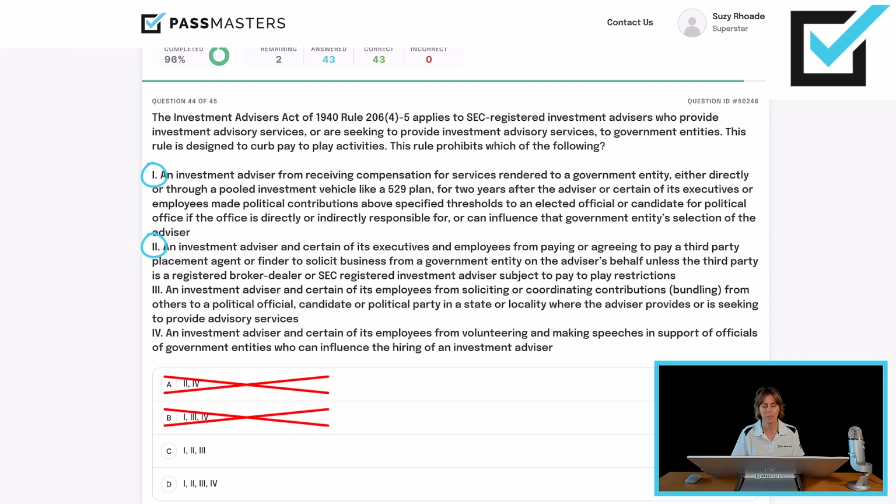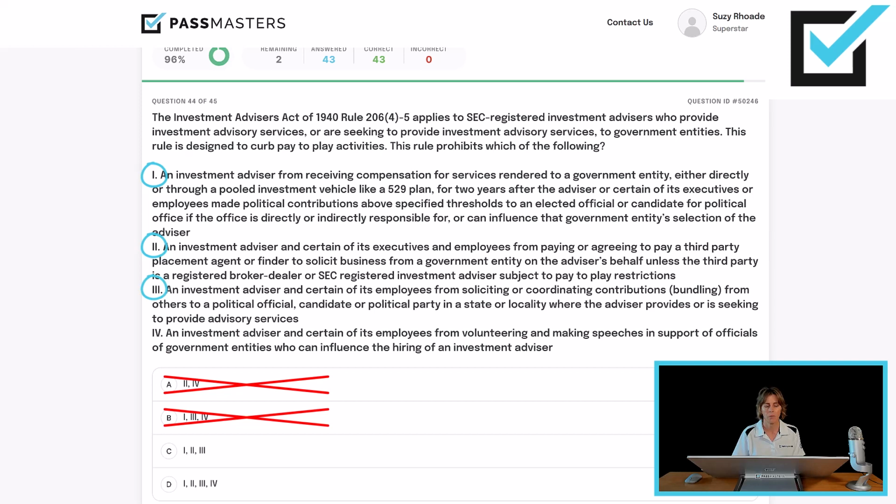An investment advisor and certain of its employees from soliciting or coordinating contributions, that's called bundling, from others to a political official, candidate, or political party in a state or locality where the advisor provides or is seeking to provide advisory services. That would be also prohibited, yes. So the question really is whether 4 is included.